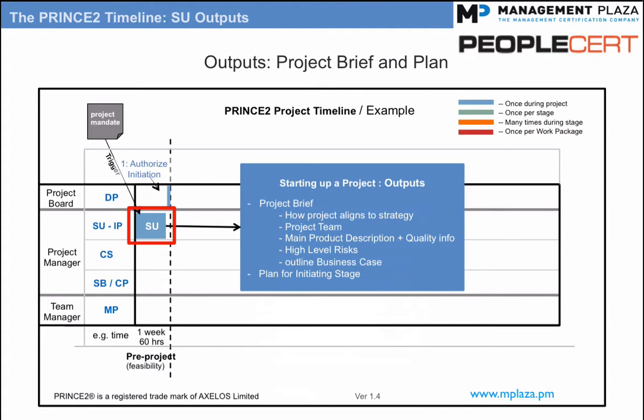Then we have the initiation stage plan, which is a plan for the initiation stage. The SU process is considered to be outside the project. In other words, the SU process is a pre-project process. PRINCE2 states that the project does not really start until the project board takes their first decision, which will happen next.